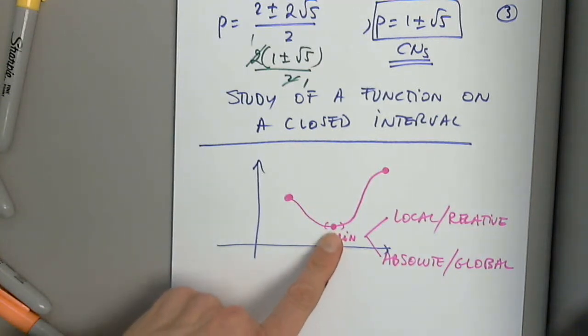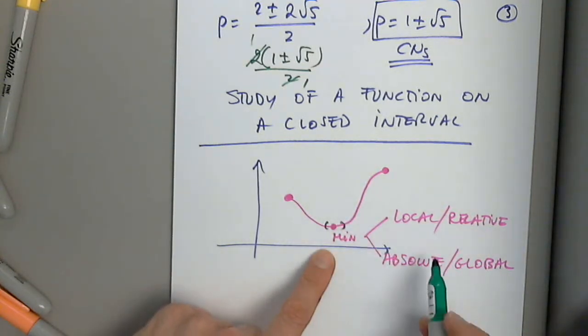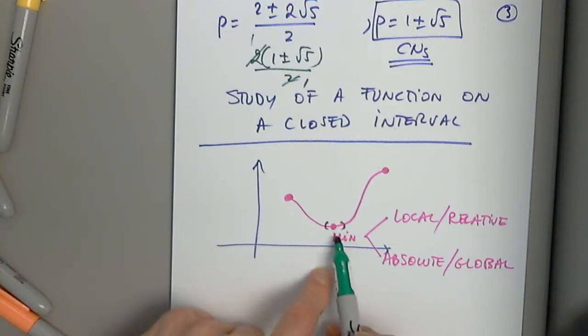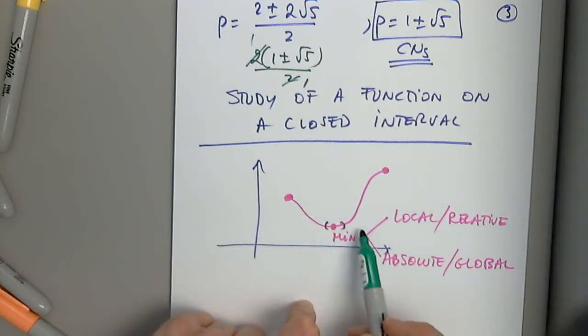So this is a local minimum because I can show the open interval, local or relative, but it's also absolute because it's the smallest possible for the entire function.